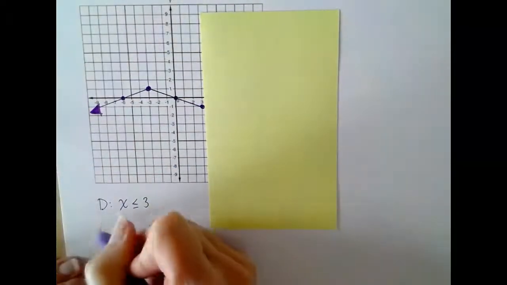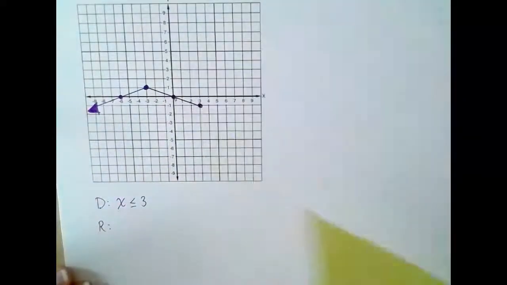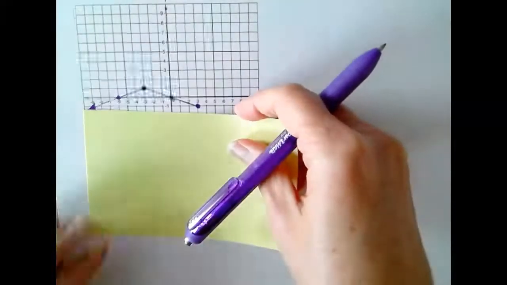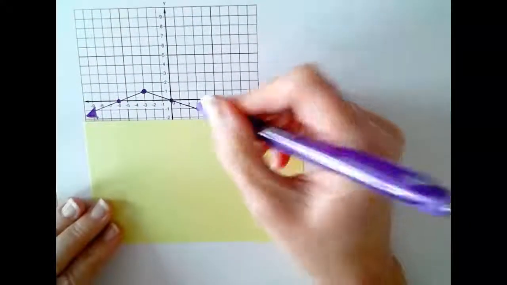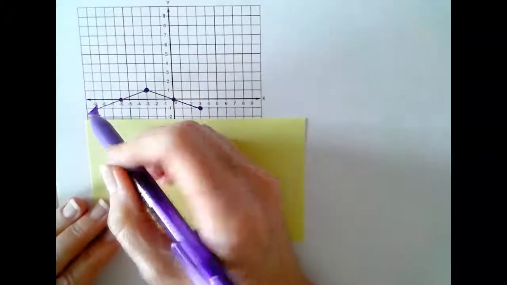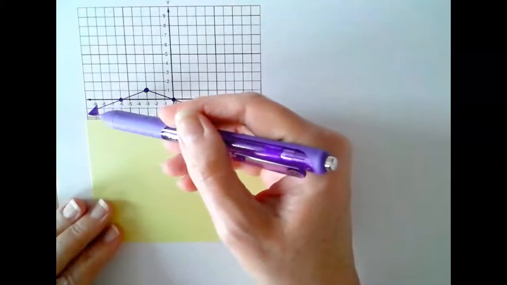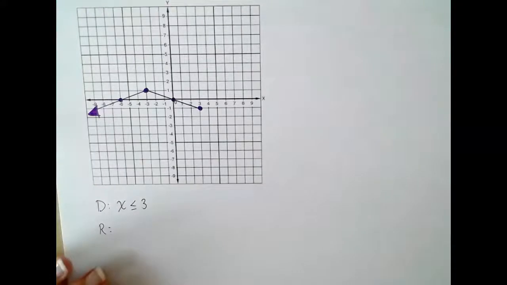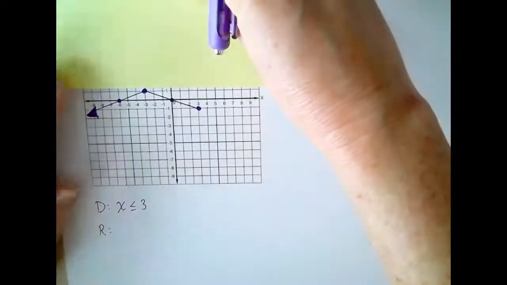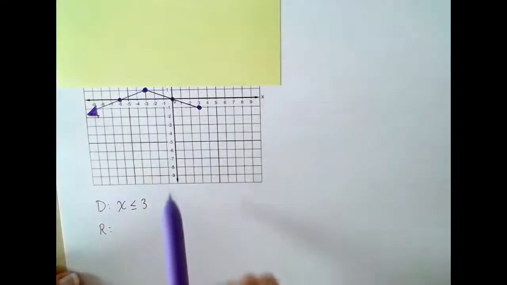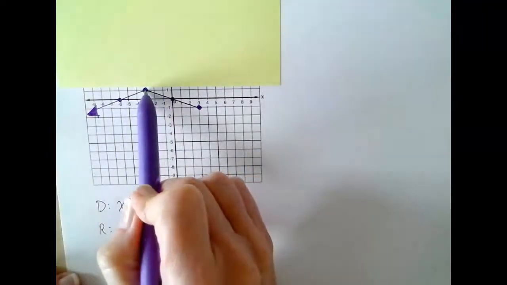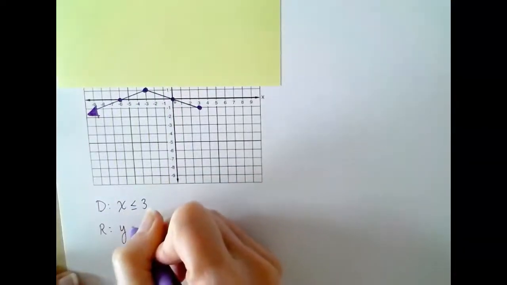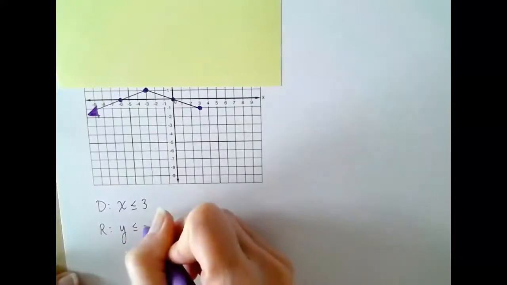What about our range values? Remember, range is read from the bottom to the top. Now, if I try to slide my card up here, I have a defined starting point here, but this arrow is indicating that this graph goes down and to the left forever. So there is no bottom on this graph, but there is a top. Remember, the range has everything to do with the y-axis. So what's the highest y value? It is 1. So our range is all real numbers less than or equal to 1.